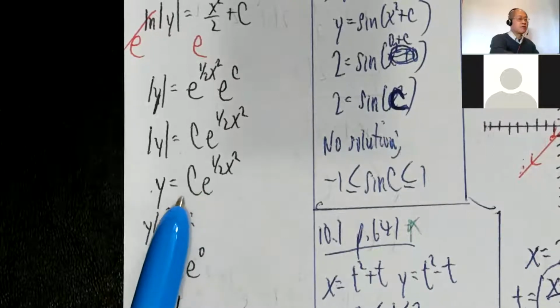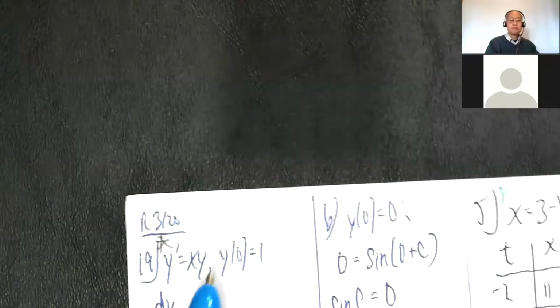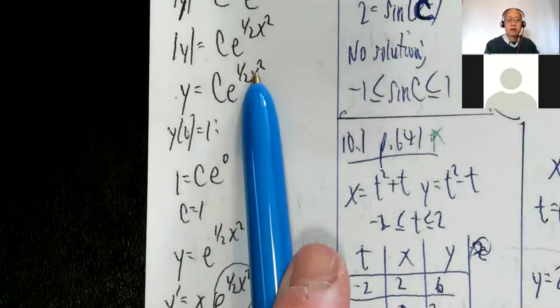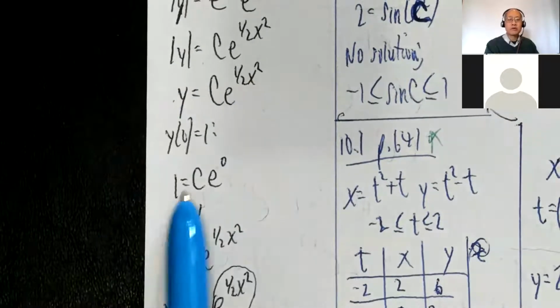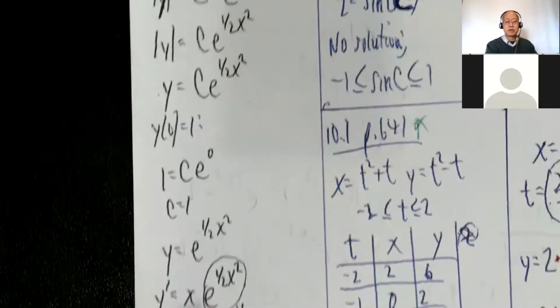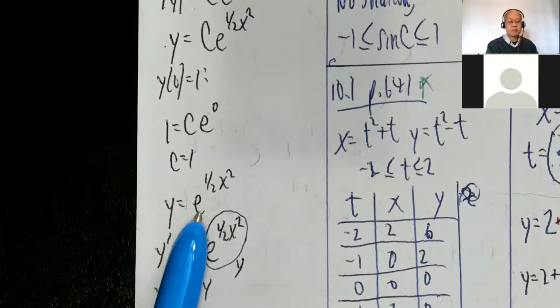And now how do I solve for c? I use the fact that y of 0 is 1. So put a 0 here, 1 here. 1 equals c e to the 0, which is 1. Therefore, c is 1. So y equals e to the half x squared.